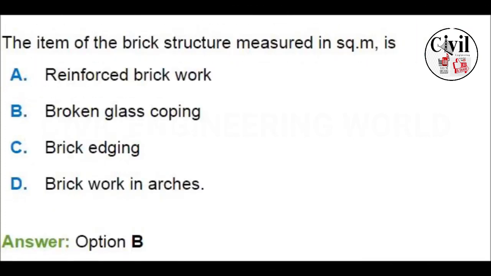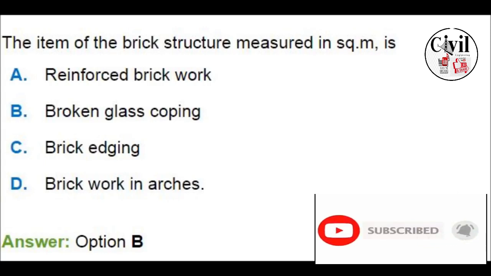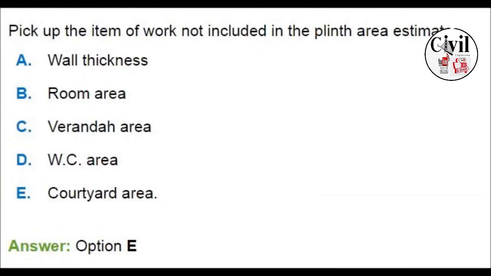Okay, so the next MCQs that we are having is the item of brick structure is measured in square meter is reinforced brickwork, broken glass coping, brick edging, brickwork in arches. So B is the correct answer, broken glass copings. Okay, pick up the item of work not included in plinth area estimate. So in courtyard area we do not include it.